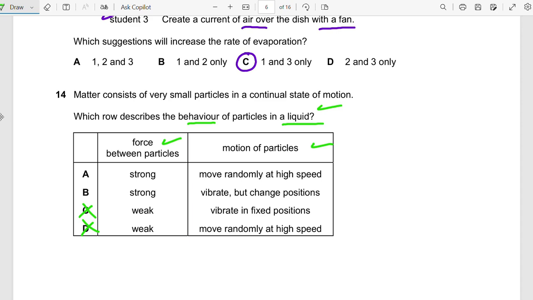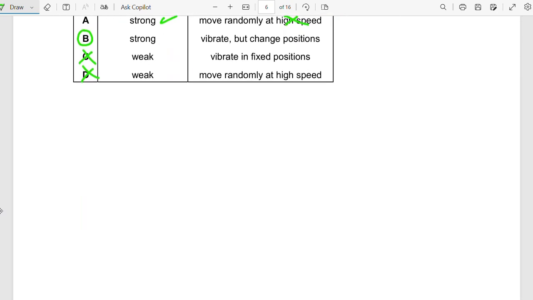So A says strong, move randomly at high speed. In B they say vibrate but it changes position. It's actually option B. Why option B? Because in liquid they don't move at high speed. They move at high speed in gases. So the correct option is B.